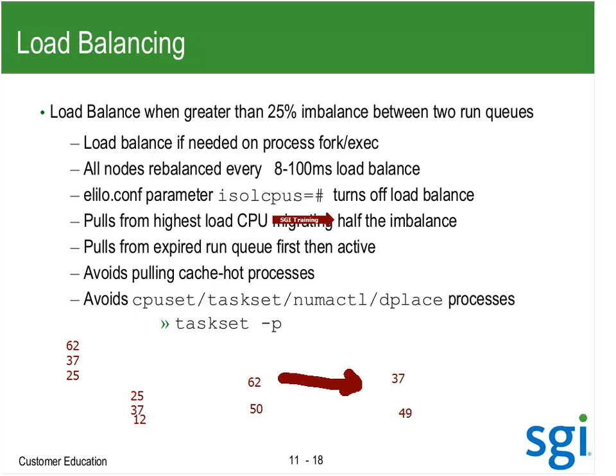The migration thread said I'm idle and looking for work, and the other CPU had the largest load. We will pull from the expired queue first, then the active. We will avoid hot cache procs, something that is hot on the cache we're not going to migrate or move, and we will avoid CPU sets or affinity types of things. Taskset -p again can show you your affinity.